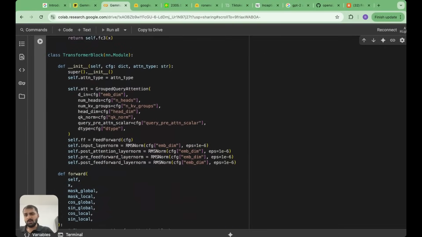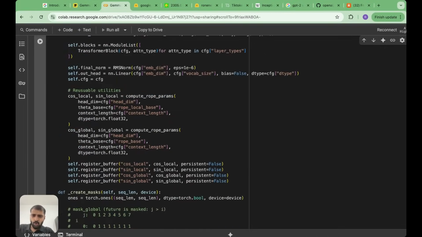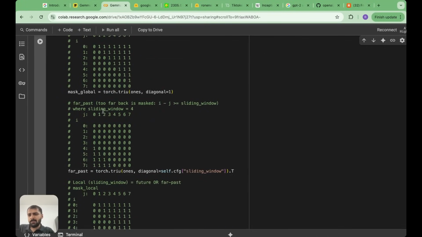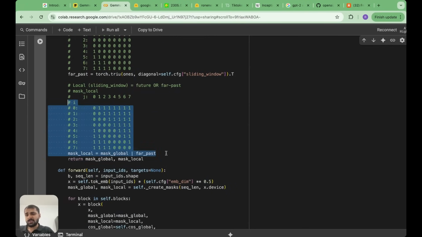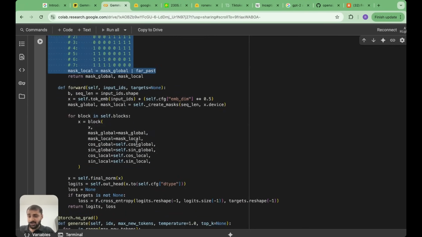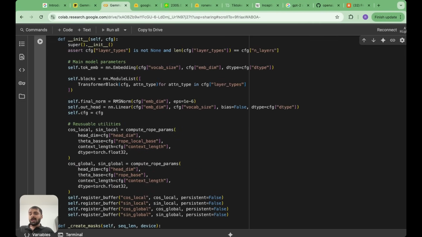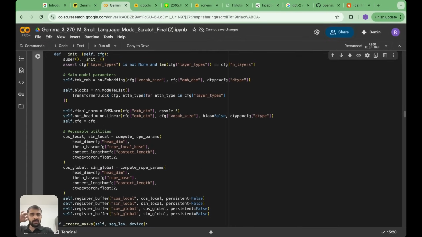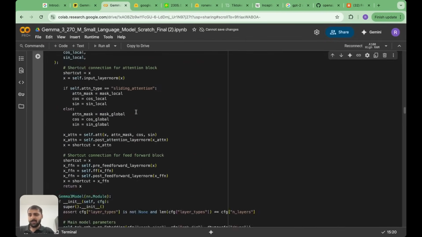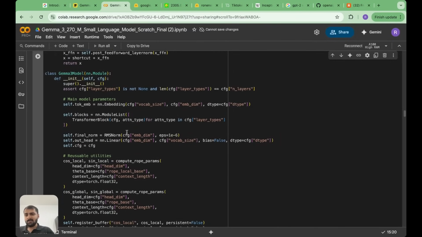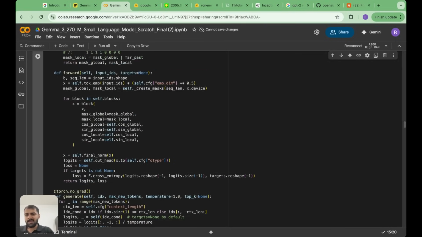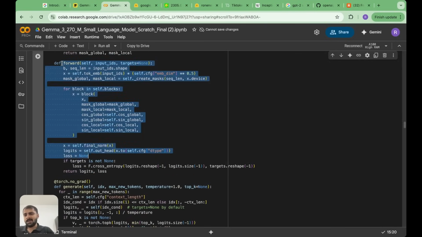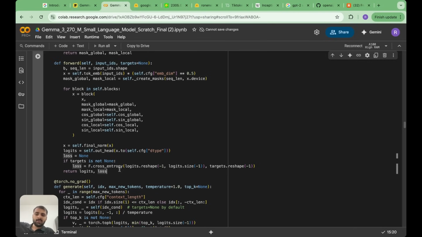Okay, so all the building blocks of this code might look a bit complex to you, like what is this mask global? That's the causal attention. What is this mask local? That's the sliding attention. I think everything which we have covered on the whiteboard, you will be able to trace back to the code. Just make sure you start through the Gemma 3 model class. You go through the forward pass in this class and then try going backwards, right?